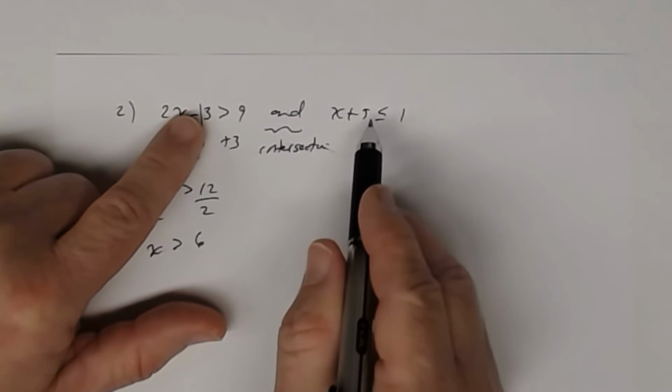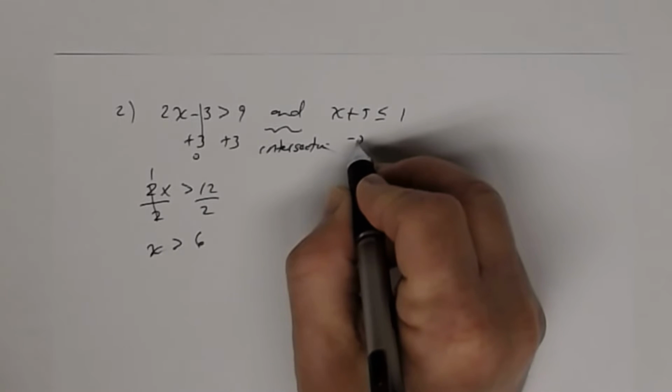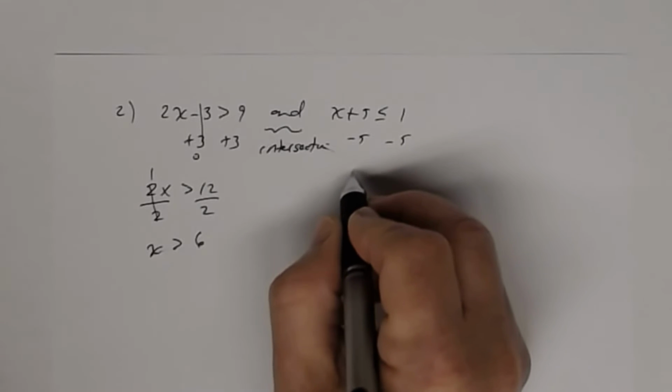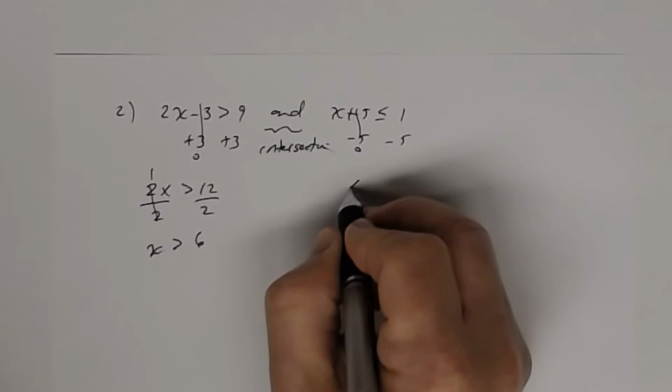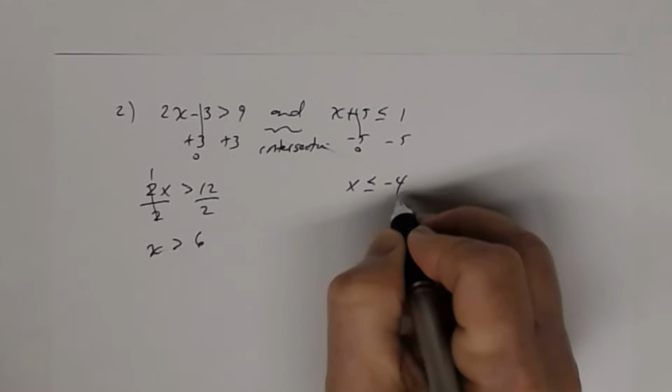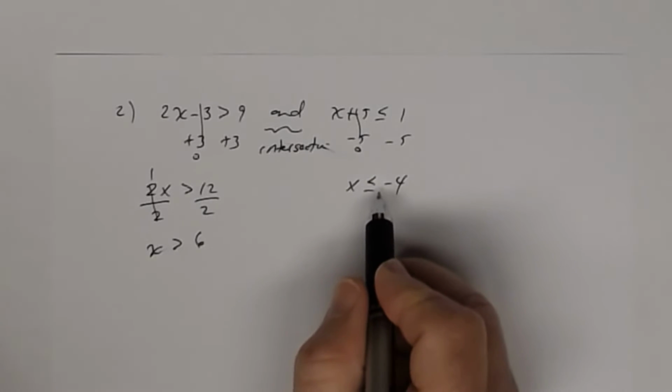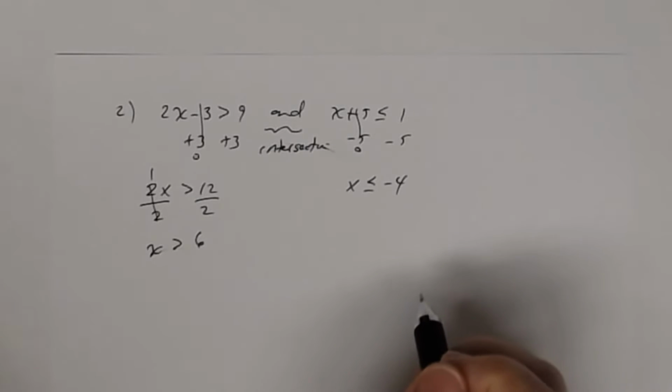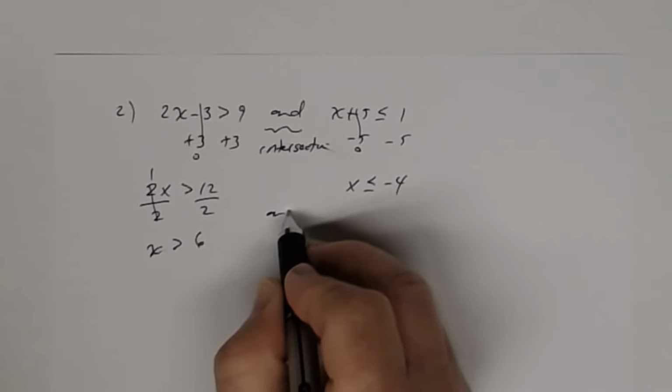All right, now let's find a solution to this one. So I'm going to subtract 5 from both sides. And when I do that, this is 0. I get x is less than or equal to 1, and negative 5 is a negative 4. So any real number less than negative 4 is a solution to this one. Okay? But remember, that's an and statement, right?